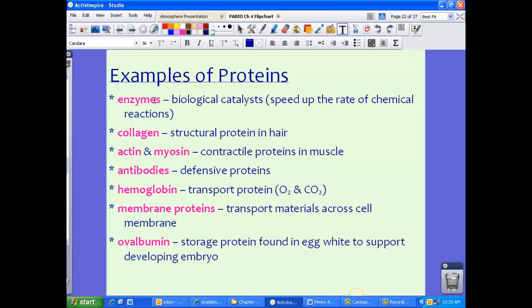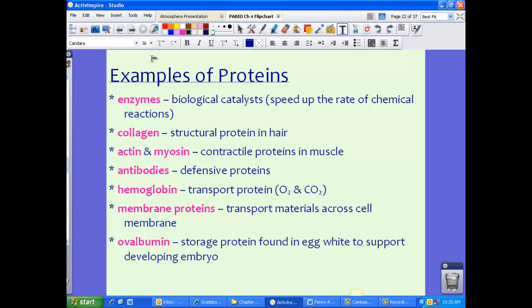Now here are some examples of proteins. We have some enzymes, and we have a whole lesson in Chapter 5 all about enzymes. Now these are biological catalysts, and catalysts speed up the rate of chemical reactions. We're going to talk about that more in the next lesson, but just remember that enzymes are biological catalysts. Collagen is an example of a protein. This is your structural protein in your hair. We have actin and myosin. These are contractile proteins in muscles.